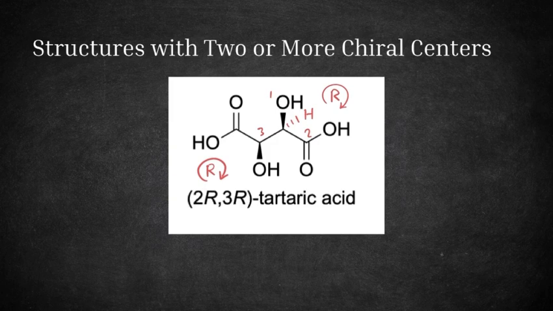Tartaric acid has 3 additional stereoisomers, which can be determined using the formula for the number of stereoisomers, 2 to the n power, where n is the number of stereogenic elements. Since tartaric acid has 2 chiral centers, n equals 2, resulting in 2 to the second power, or 4 total stereoisomers. Let's observe these remaining stereoisomers, starting with the enantiomer of 2R, 3R tartaric acid.